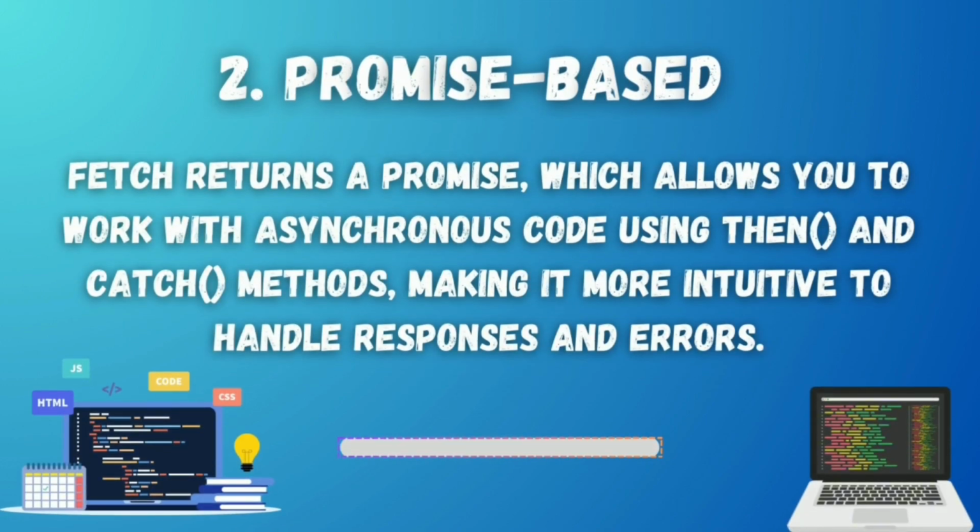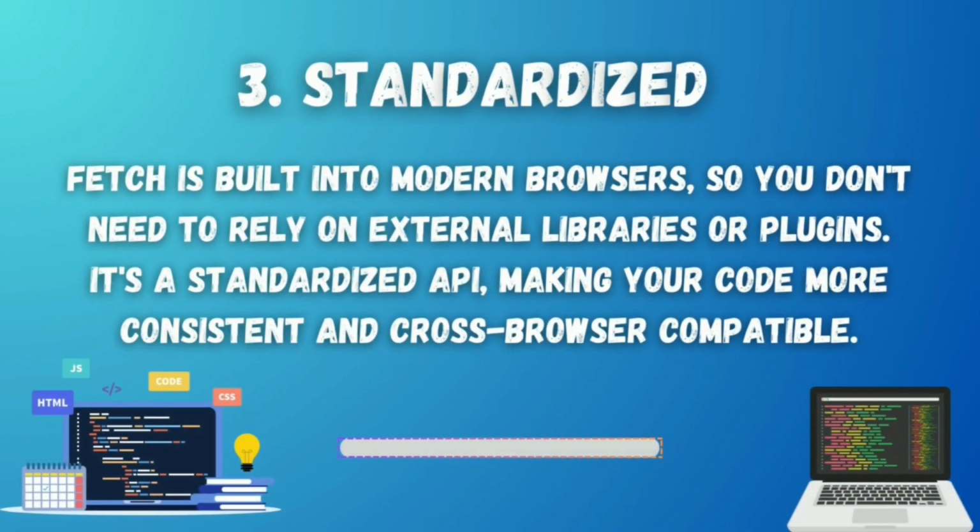Number 2 is promise-based. Fetch returns a promise, which allows you to work with asynchronous code by using then and catch methods, making it more intuitive to handle responses and errors. Number 3 is standardized. Fetch is built into modern browsers, so you don't need to rely on external libraries or plugins. It's a standardized API, making your code more consistent and cross-browser compatible.